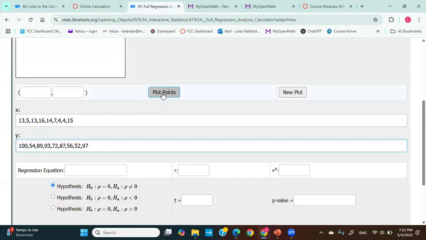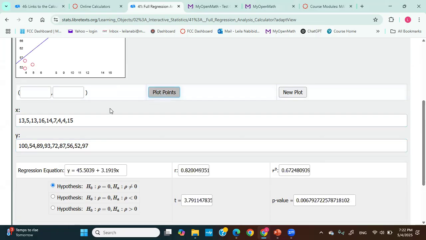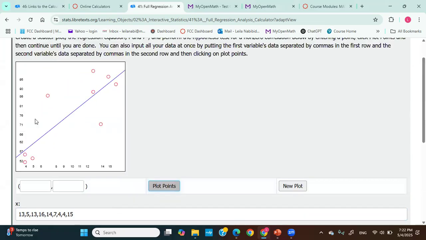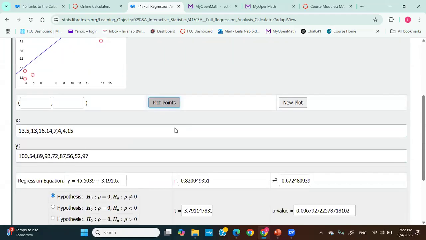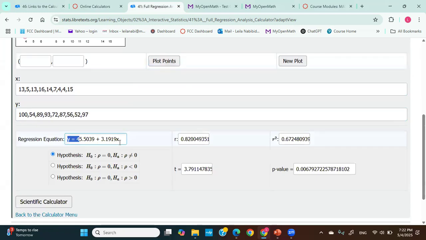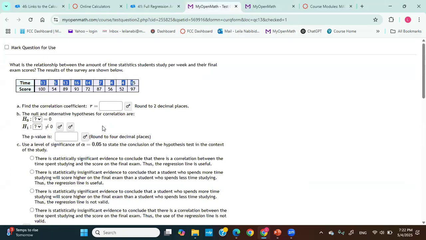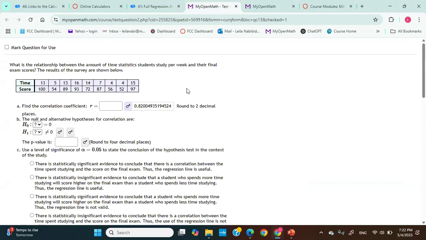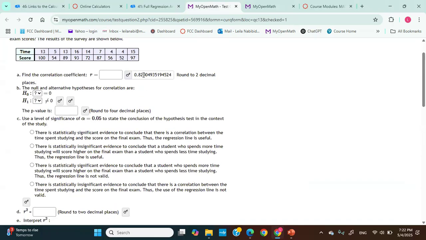Now I press plot point. When I press plot point, you will see the points on the coordinate plane with the line of best fit. You can also see the equation of the regression line. You can also see the R, which is 0.82. So you can type in 0.82 for R. Is R 0.82? Yes, you can see the answer here is 0.82.